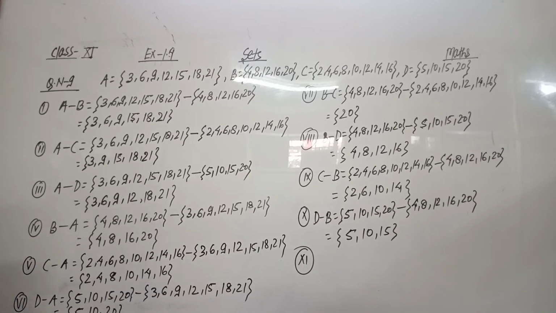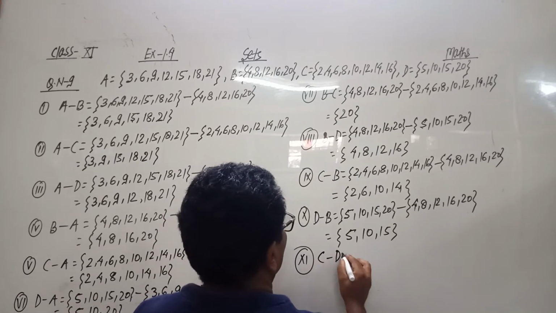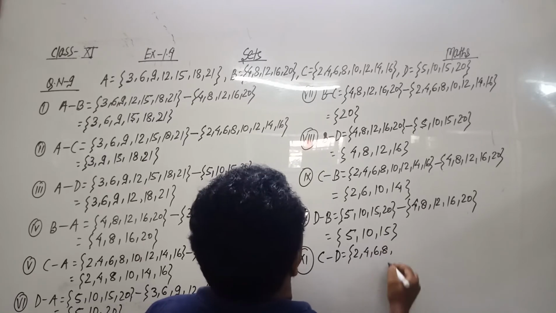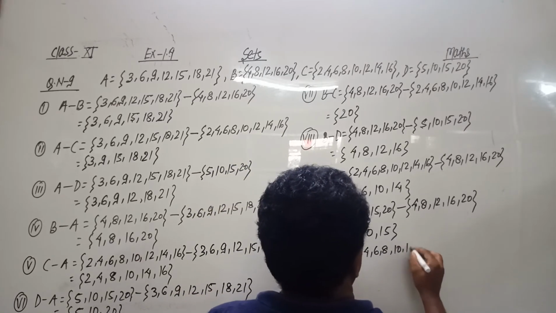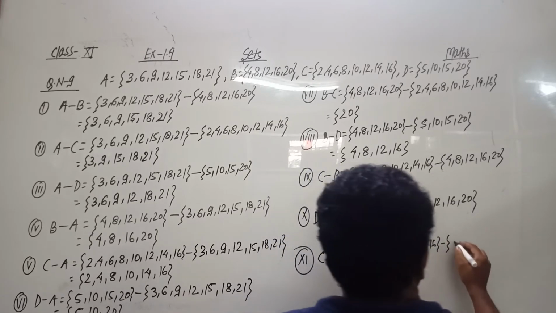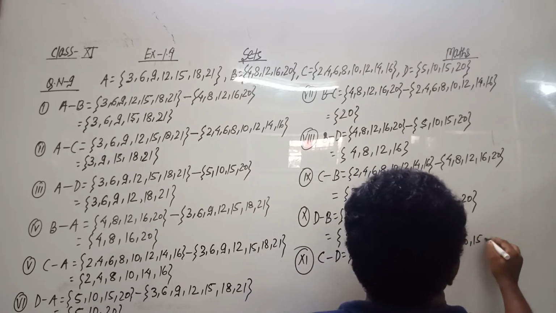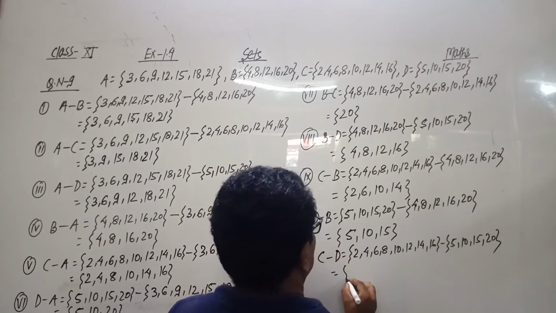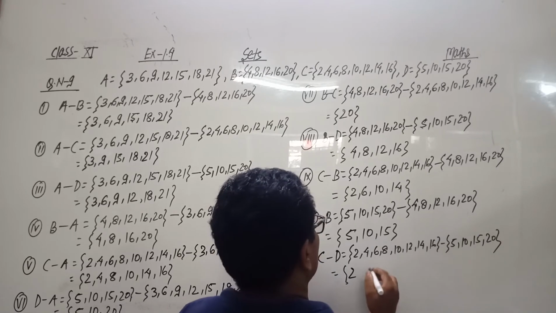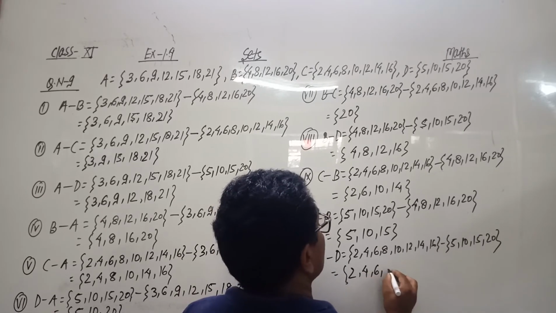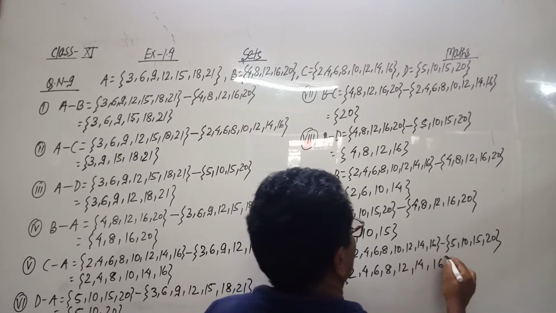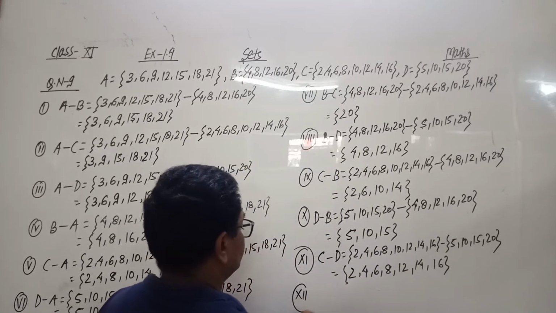Part 11, C minus D. Elements of C: 2, 4, 6, 8, 10, 12, 14, 16, minus D: 5, 10, 15 and 20. So those elements of C which are not in D: 2, then 4, then 6, then 8, 12, 14 and 16.